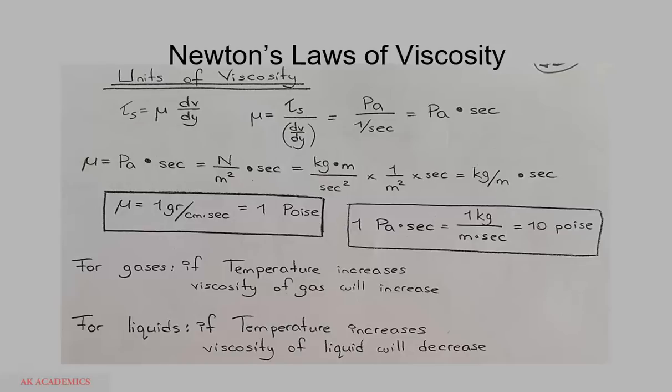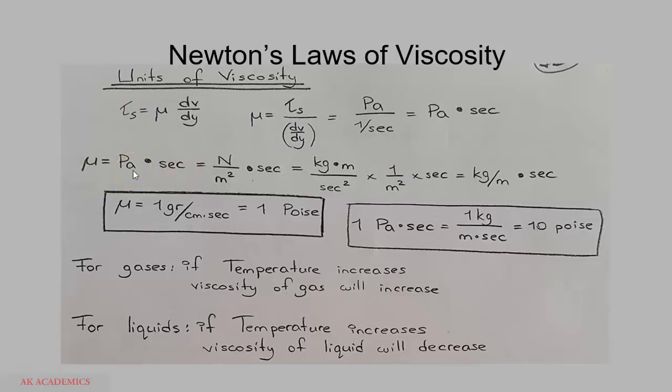Let's briefly reevaluate the unit of viscosity. Tau is equal to mu times du/dy. If we rearrange, we have mu equal to tau divided by the velocity gradient, which is du divided by dy, and that gives us Pascal divided by per seconds, and that gives us Pascal second. So viscosity can be measured in Pascal second.